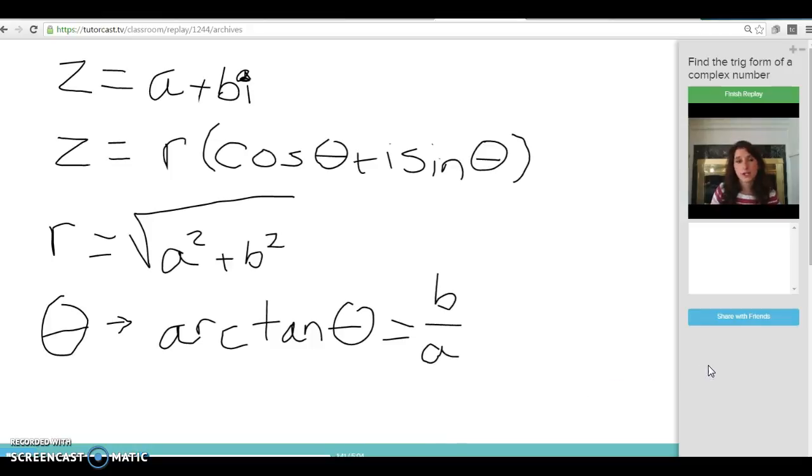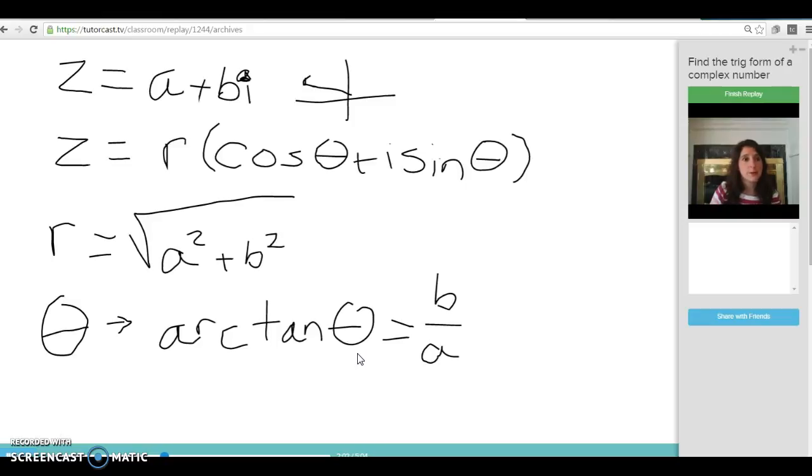Now, one word of caution here. Remember that arctangent will only give you results in the first and fourth quadrants. So it's important to draw a little sketch of your complex number before you get started, because you might find that you're in the wrong quadrant after you use arctangent. So just be mindful of that as we move forward.